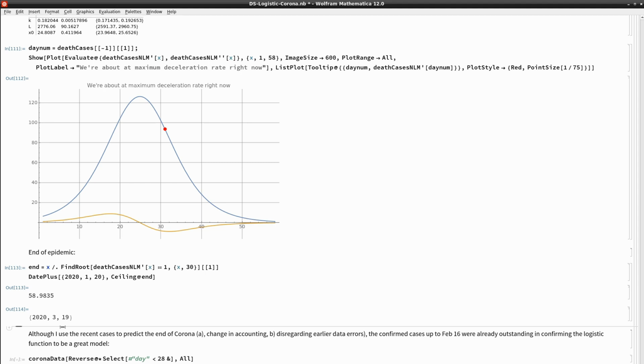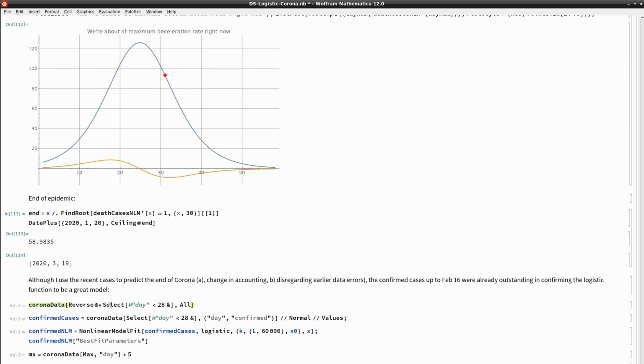Okay, I want to emphasize, although I use the recent cases to predict the end of Corona, for two reasons: A, the change in accounting, and B, disregarding earlier data errors, I think the confirmed cases up to February 16, you remember we didn't have confirmed cases, only totals starting February 17. The confirmed cases up to Feb 16 were already outstanding in confirming the logistic function to be a great model.